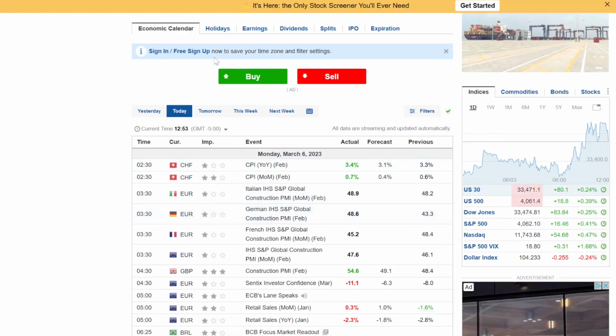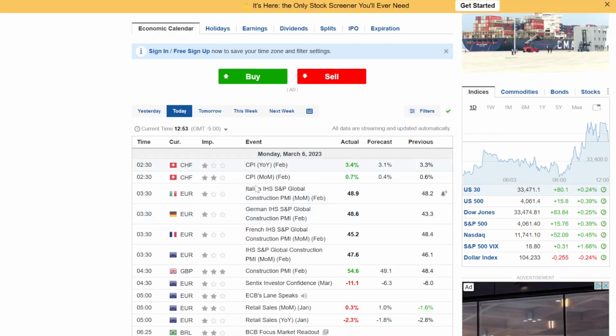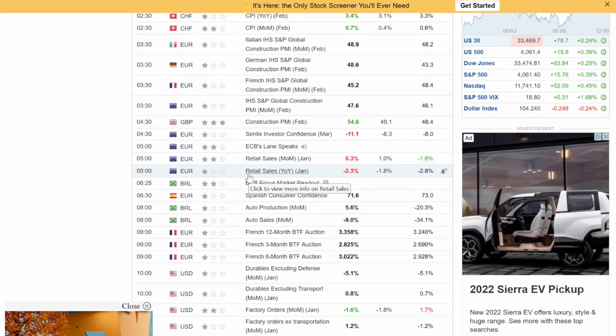The other website is investing.com, and use their economic calendar. The way you gauge volatility here is through their star system. So 3 stars is high impact, 1 star is low impact, and 2 stars are medium impact.